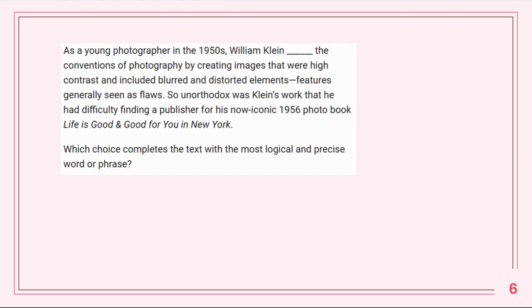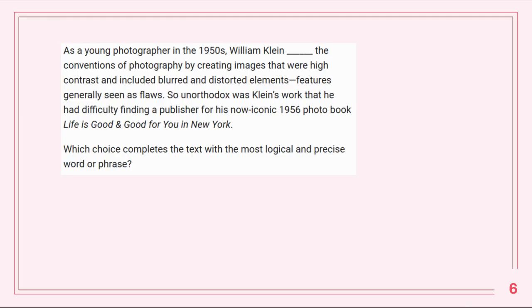Let's read out our next one. As a young photographer in the 1950s, William Klein blanked the conventions of photography by creating images that were high contrast and included blurred and distorted images, features generally seen as flaws. So unorthodox was Klein's work that he had difficulty finding a publisher for his now iconic 1956 photo book, Life Is Good and Good for You, in New York.